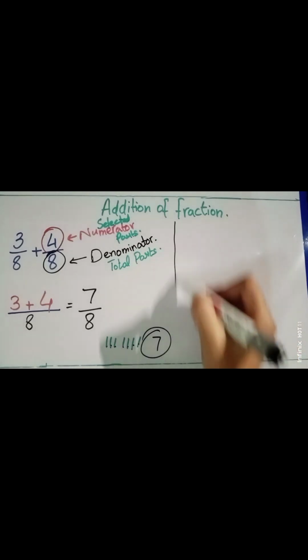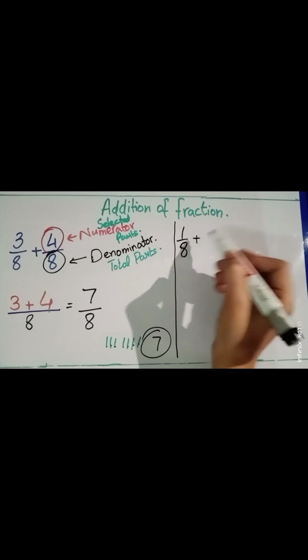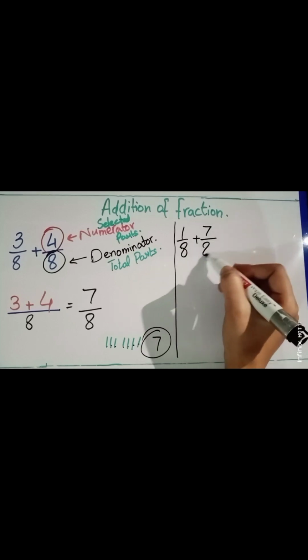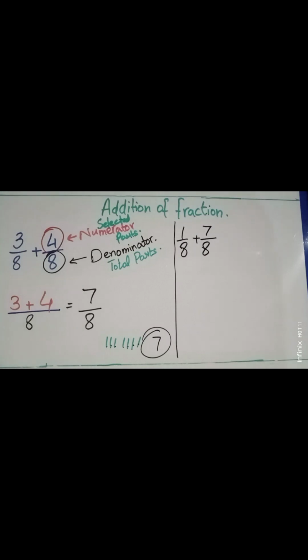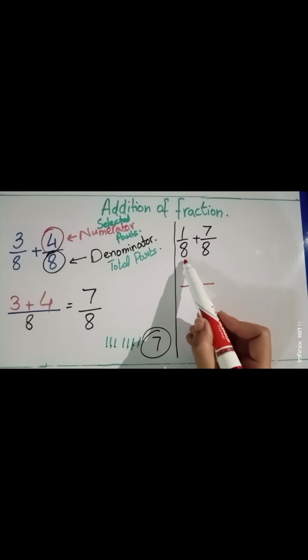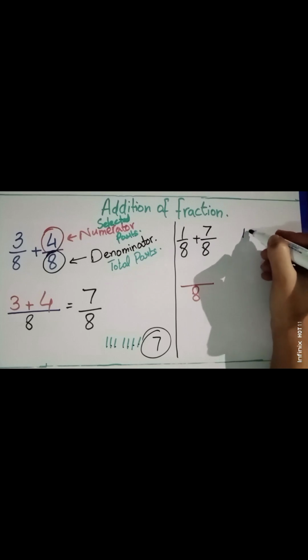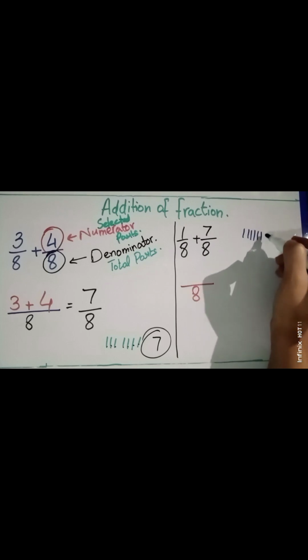Now let's practice one more example. For example, we have 1 by 8 plus 7 by 8. As you can see, in the denominator we have 8 on both sides, so we don't need to be worried here again as well. The denominator stays 8. Now we have to add the numerators. Let's add 1 plus 7, so 1 and then 7 lines: 1, 2, 3, 4, 5, 6, 7.